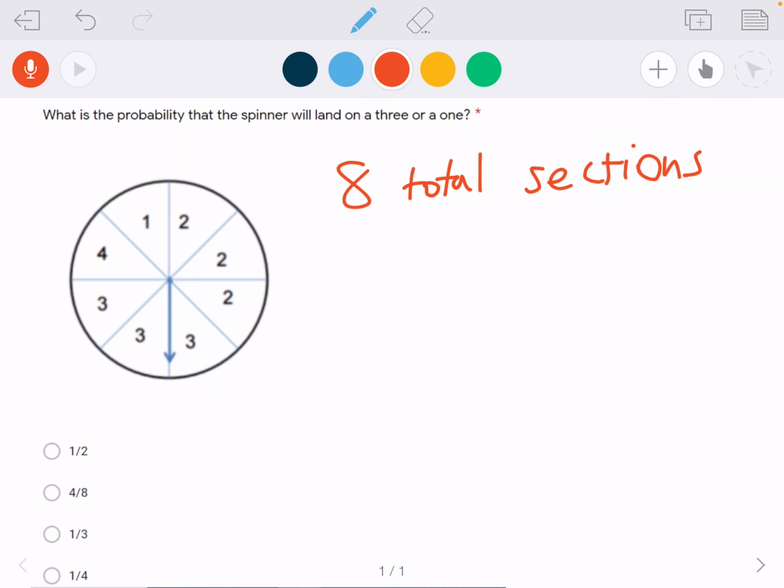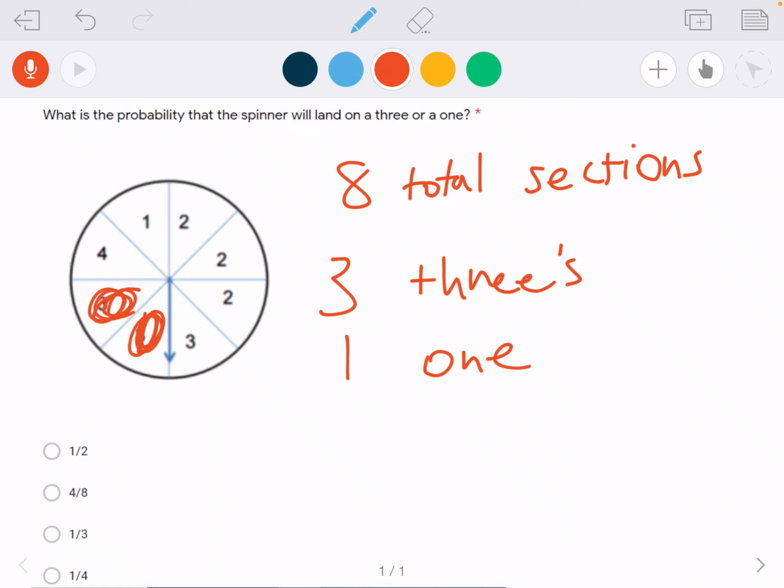The next thing we need to look at is how many of those sections are labeled with a 3. So looking at the sections that are labeled with a 3, I see 3 sections that are labeled as a 3. And then finally, looking at the 1s, I see one section that is labeled 1. So there are 3 sections that are labeled with a 3. I'm just going to kind of roughly color those in. And 1 section is labeled with a 1.